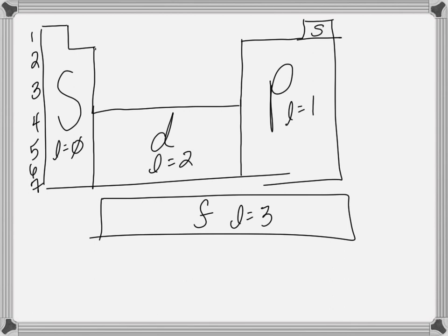Now, a p orbital is shown on your sheet there. A p orbital, y'all, we refer to that as a dumbbell shape.